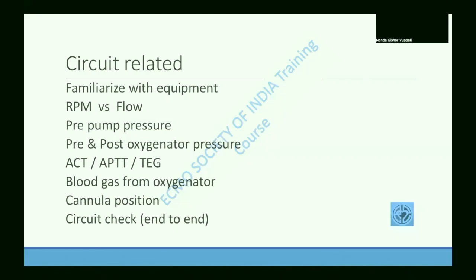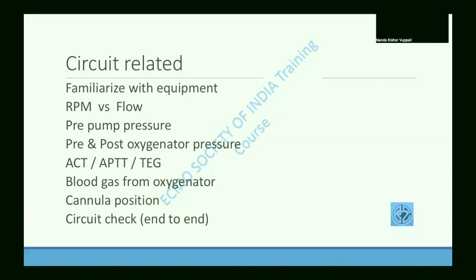That tells us the pressure drop in the oxygenator. You document that and see what happens to it over a period of time, in the next few days or weeks, depending on how long the patient is on ECMO. If the pressure difference is increasing, that means there's increased resistance in the oxygenator, which is most likely because of some clot formation in the oxygenator tubes.